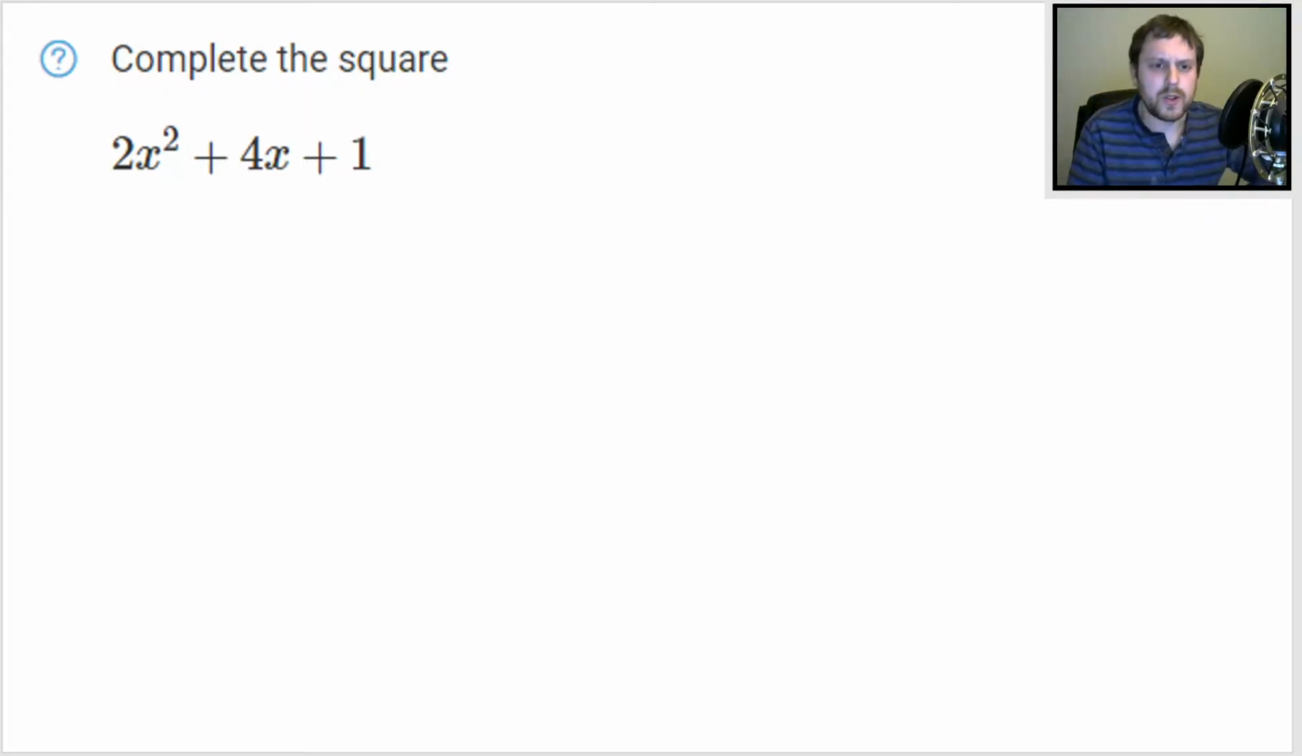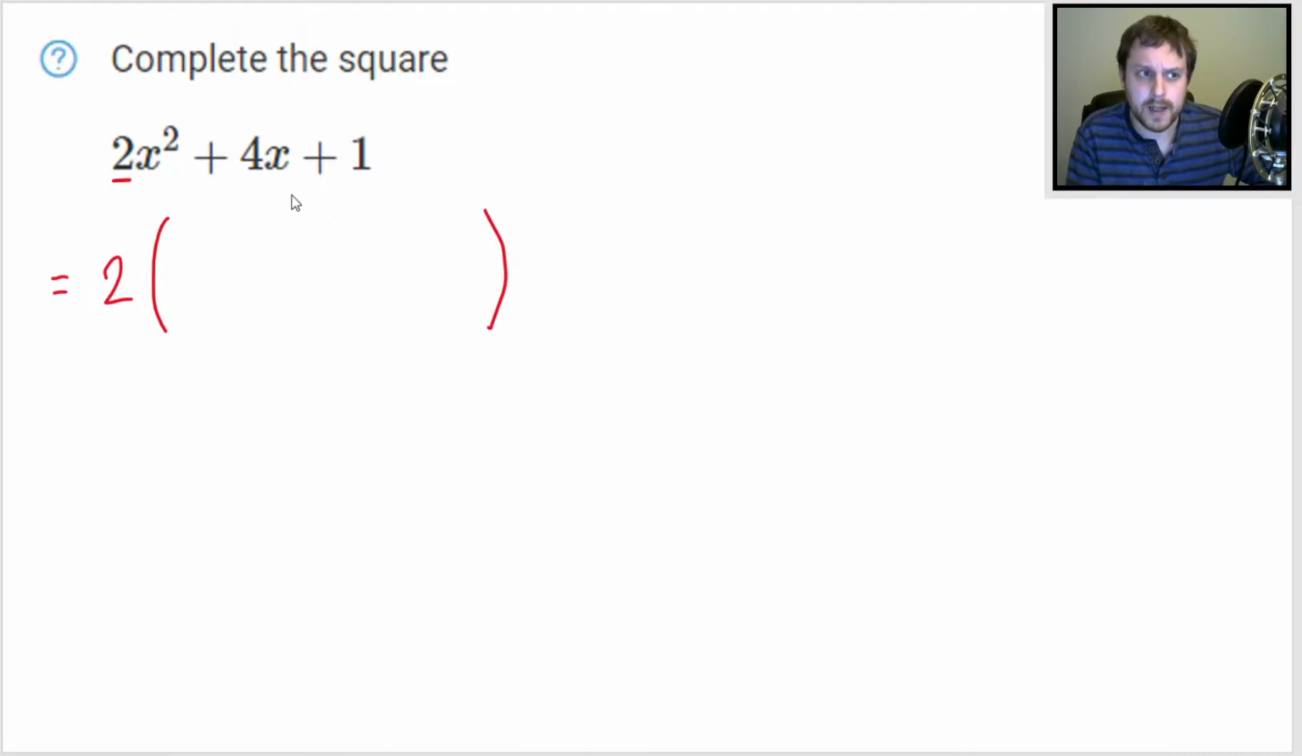So what's the first thing we need to do? Well, we need to write equals, and we need to take the coefficient of x squared out the front. So the coefficient of x squared is 2, so I'm going to put a 2, and then a big bracket. The first thing we want to do is make sure we've taken a 2 out of everything and we've done that correctly.